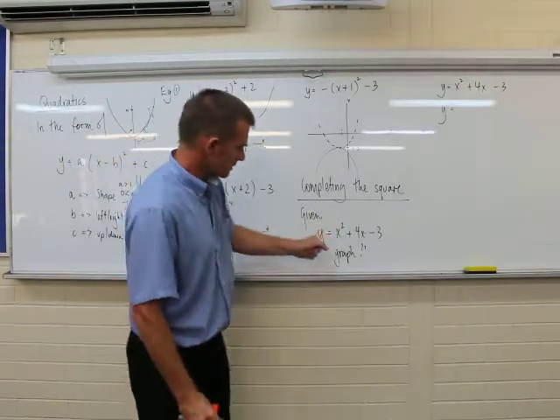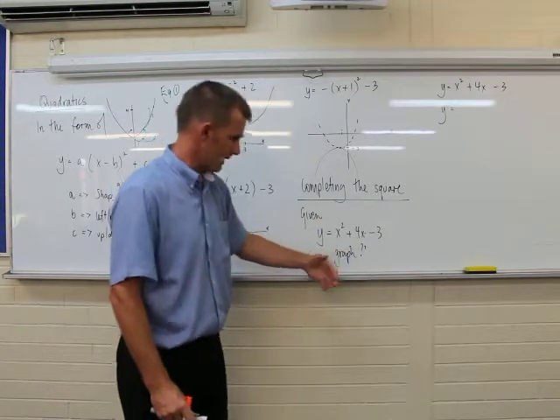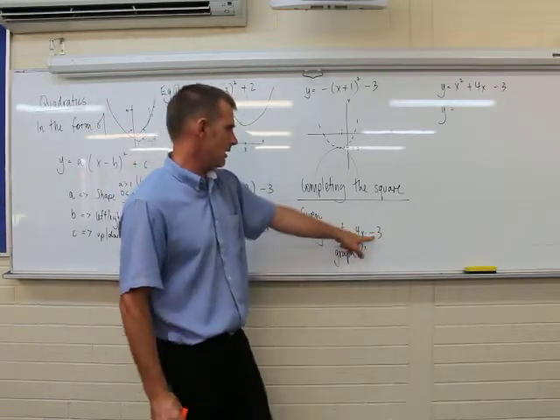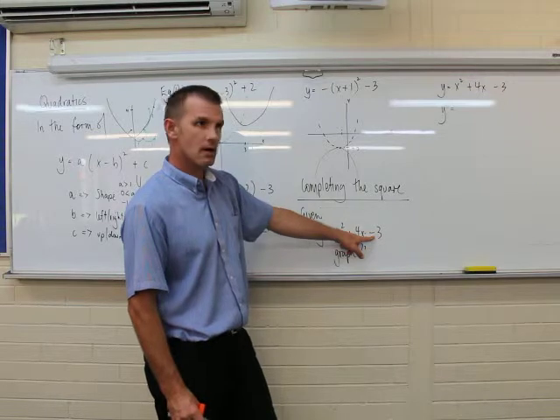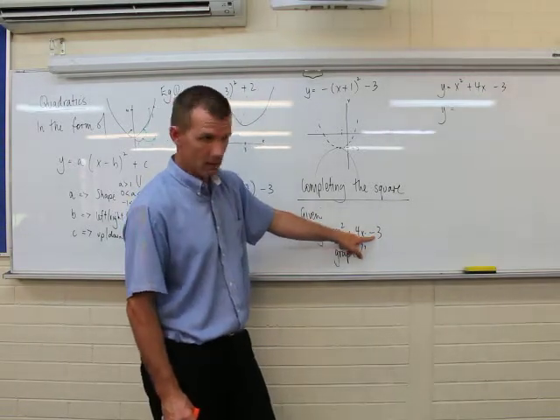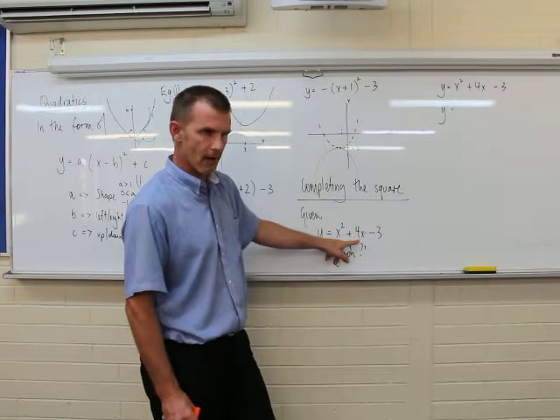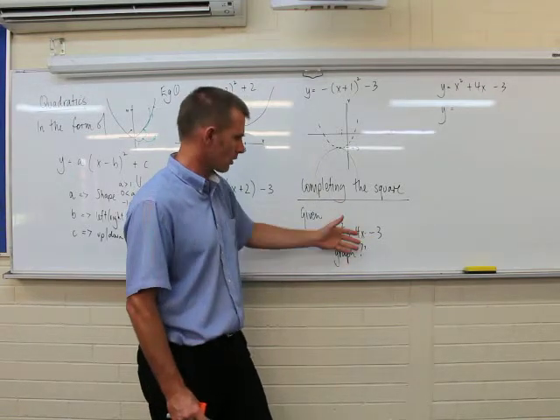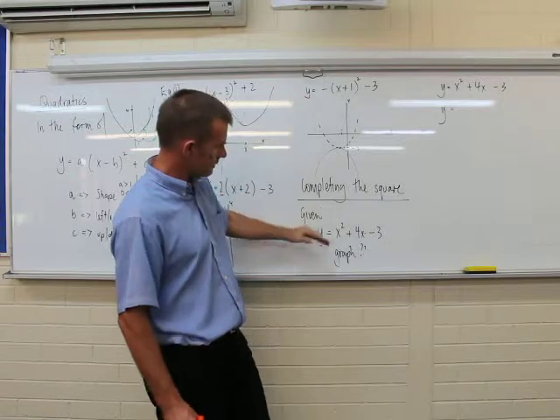Now I look at this and I say, well, I can't really even factorise that, because the factors here are minus 1 and plus 3, or plus 3 and minus 1. I'm never going to get a 4 out of that. So I'm just going to struggle to do that. So we complete the square on this one.